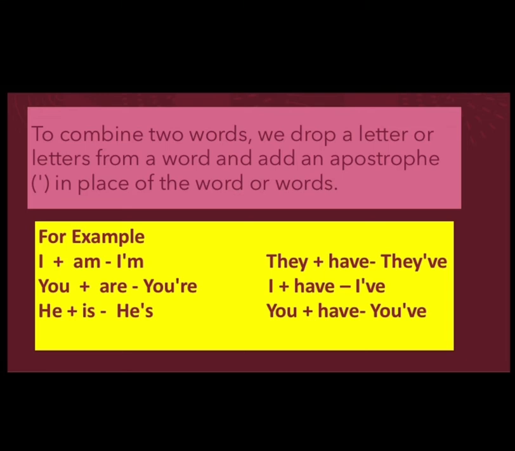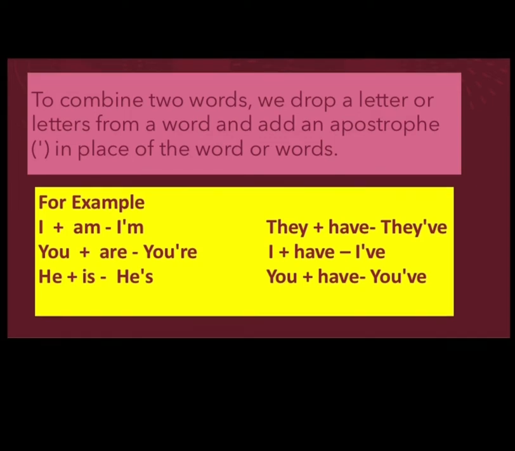Then we have I and have. It is I've. That is, again we have dropped two letters H and A. Next example, you and have. That becomes you've. It means we have dropped two letters H and A and we have added an apostrophe in place of those two letters. Let us look at some more examples.